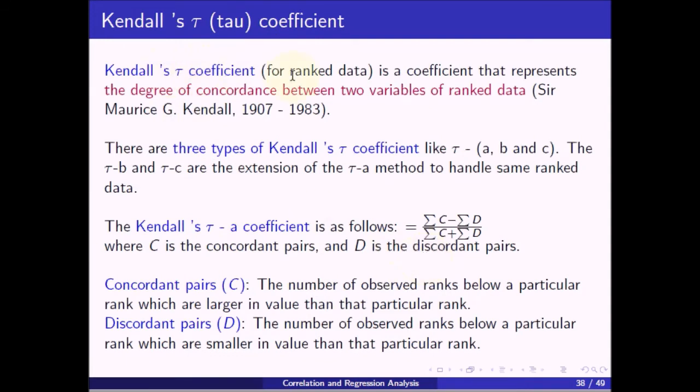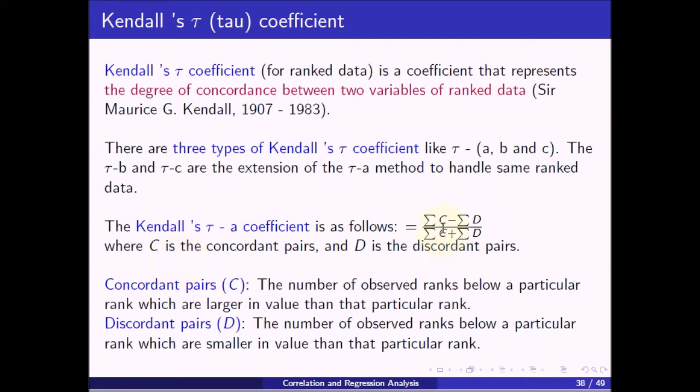Now Kendall's tau coefficient for rank data is a coefficient that represents the degree of concordance between two variables of rank data. There are three types of Kendall's tau coefficient: tau A, B and C. Tau B and tau C are extensions of the tau A method to handle tied rank data. The Kendall tau A coefficient is as follows: summation of C minus summation of D divided by summation of C plus summation of D, where C is the concordant pairs and D is the discordant pairs.